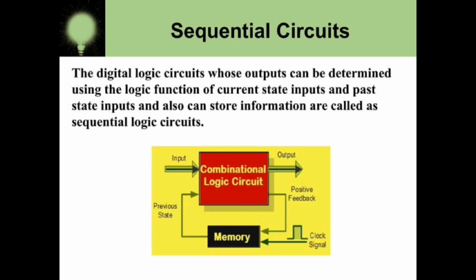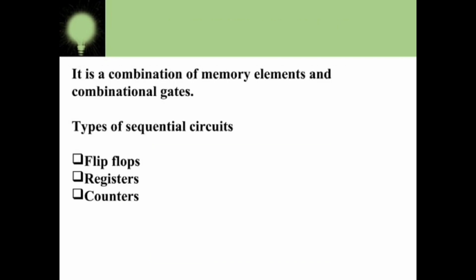Sequential circuits. The digital logic circuits whose outputs can be determined using the logic function of current state inputs and past state inputs, and also can store information, are called sequential logic circuits. It is a combination of memory elements and combinational gates. Types of sequential circuits: flip-flops, registers, counters.